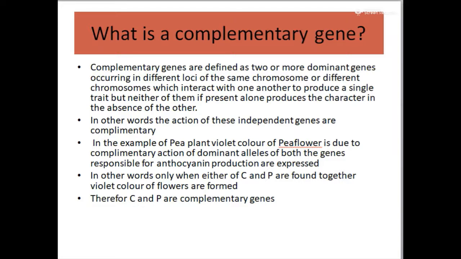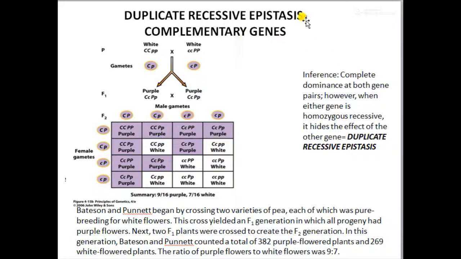So we came across a case of recessive epistasis again here, but here the genes are complementary to each other. Complementary means only if both of them are found together in the dominant form will the resultant trait come. That is, the violet color is formed here.